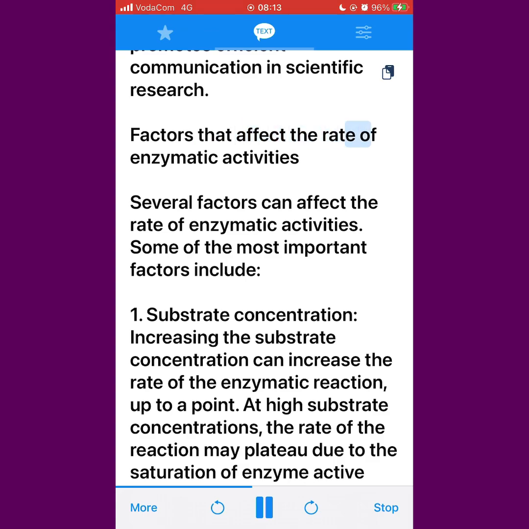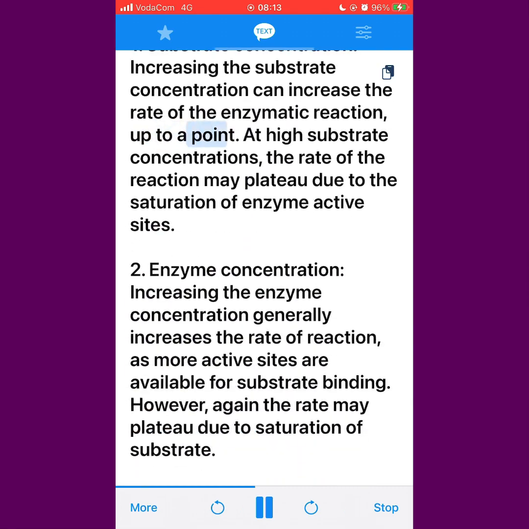Factors that affect the rate of enzymatic activities. Several factors can affect the rate of enzymatic activities. Some of the most important factors include: 1. Substrate concentration. Increasing the substrate concentration can increase the rate of the enzymatic reaction, up to a point. At high substrate concentrations, the rate of the reaction may plateau due to the saturation of enzyme active sites.